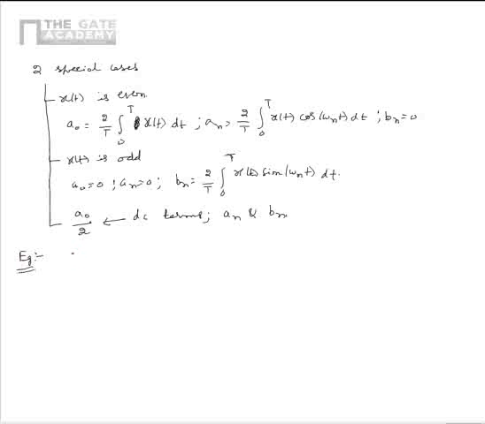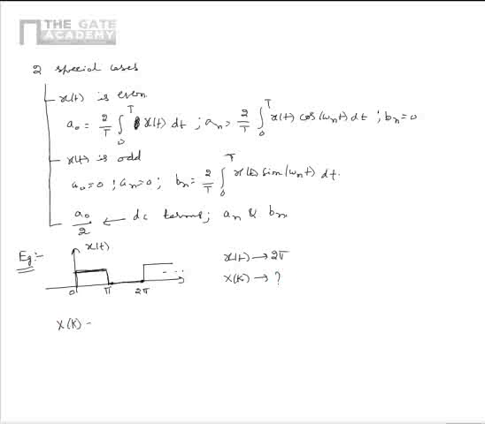Suppose there is a signal as shown in the figure, which is a pulse for 0 to pi, and the signal is 0 from pi to 2 pi, and so on. Please note that the signal x of t is periodic with period 2 pi. Then find its complex Fourier series coefficients, that is x of k.